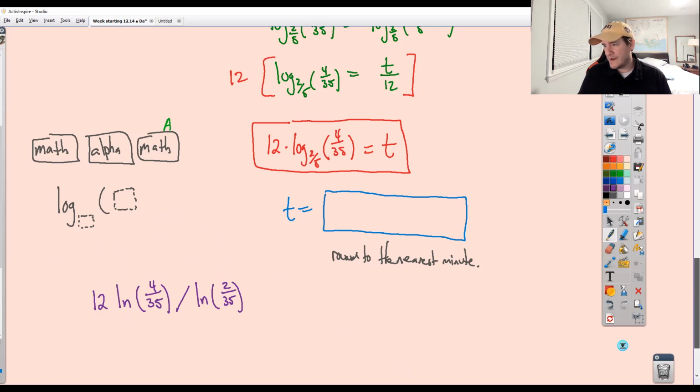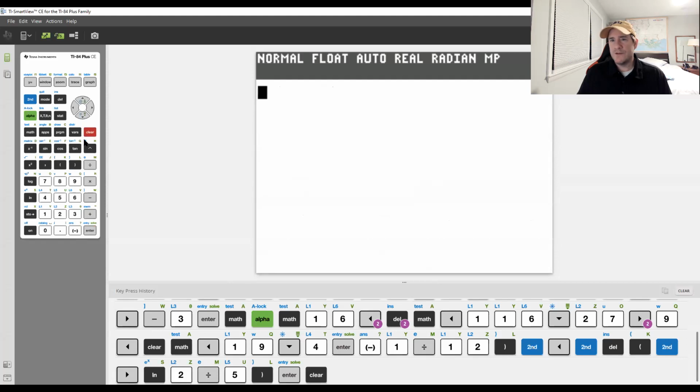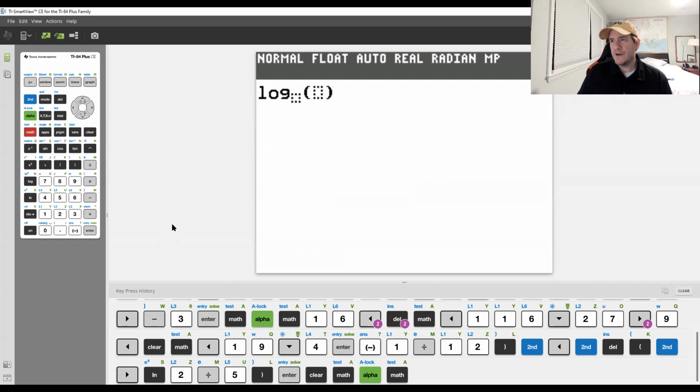So if I go back to my calculator, clear all this garbage. So the easy way, again, remember, is you hit math, and then you want option A. So you hit alpha A, math, alpha, math. Of course, I forget already. It's nearly impossible to remember these numbers. All right, 4/35, 2/5. Got it, and a 12.